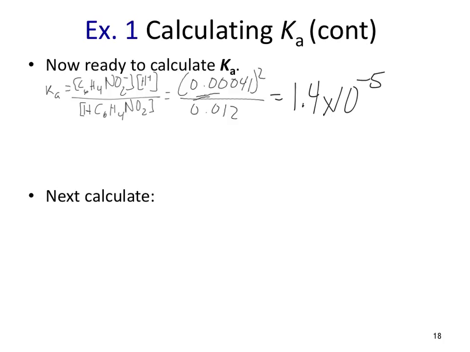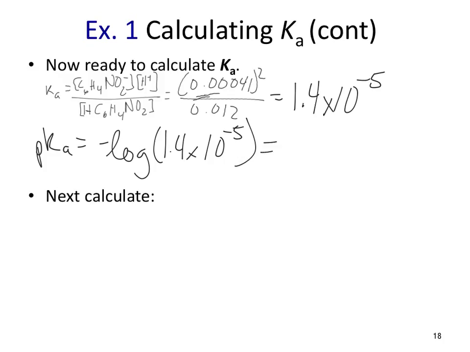So we can see that Ka is really small, and so we can understand why it didn't dissociate very much. Then to find the pKa, we're going to take the negative log of 1.4 times 10 to the negative 5, and we get 4.85.